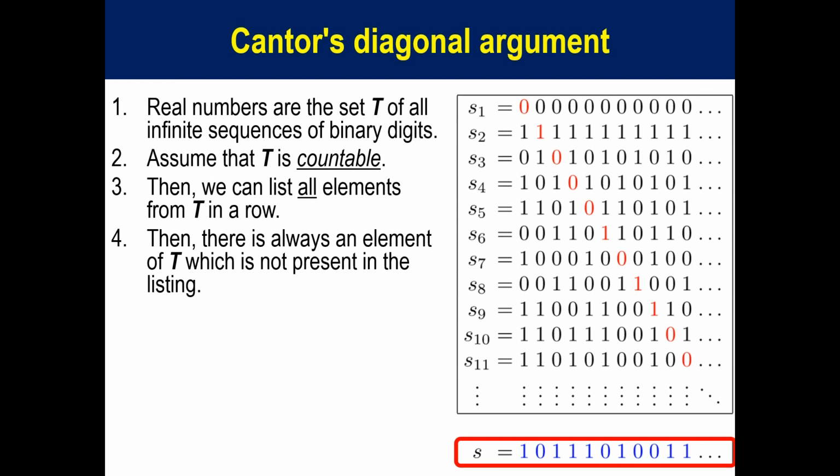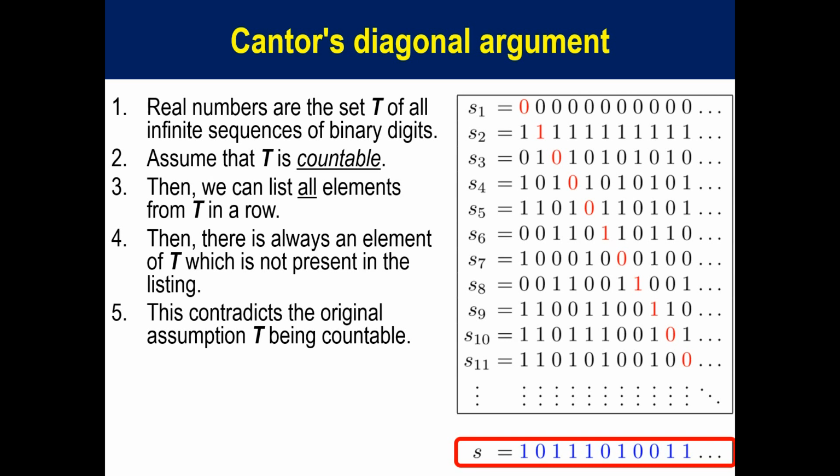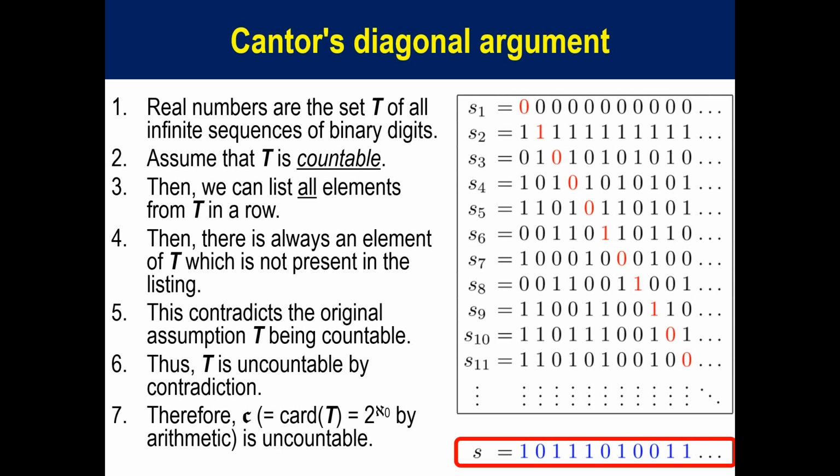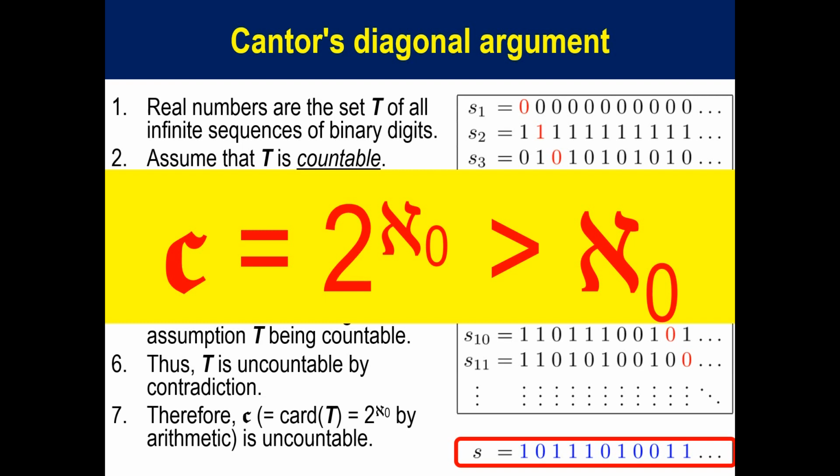Thus, there is always an element of T which is not present in the list. This contradicts the original assumption, T being countable. Thus, T is uncountable by contradiction. Therefore C, which is called T, which is 2 to the power aleph naught by arithmetic, is uncountable. Thus, C equals 2 to the power aleph naught, which is larger than aleph naught.